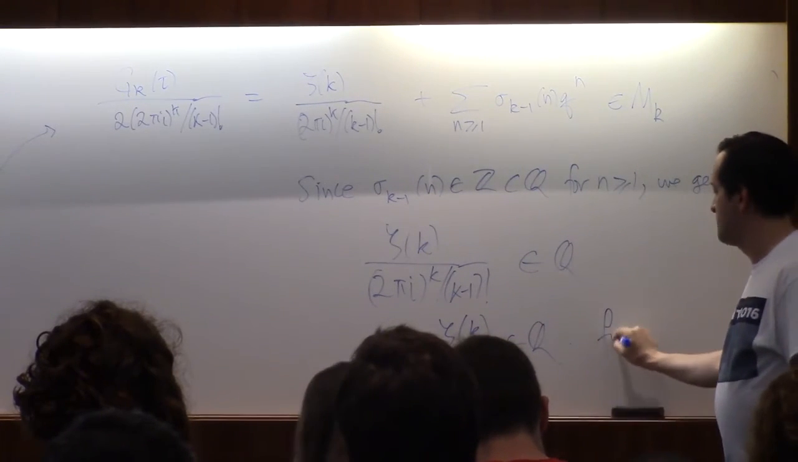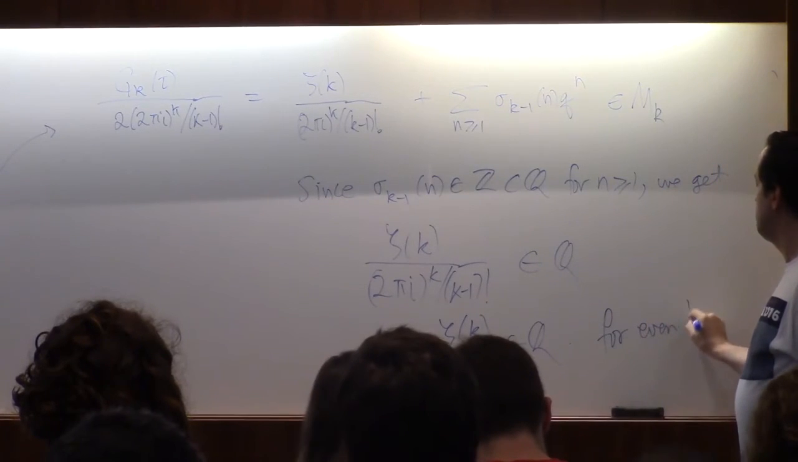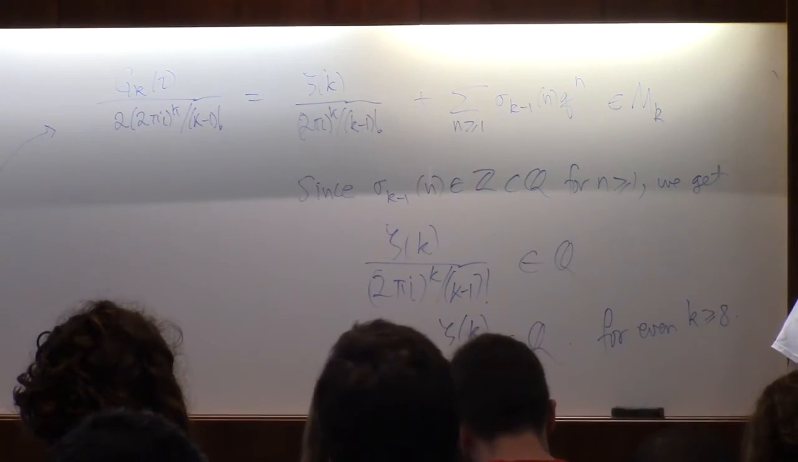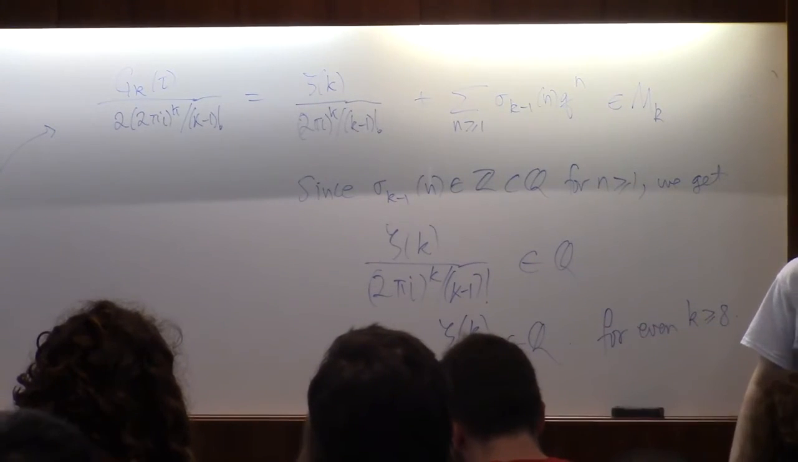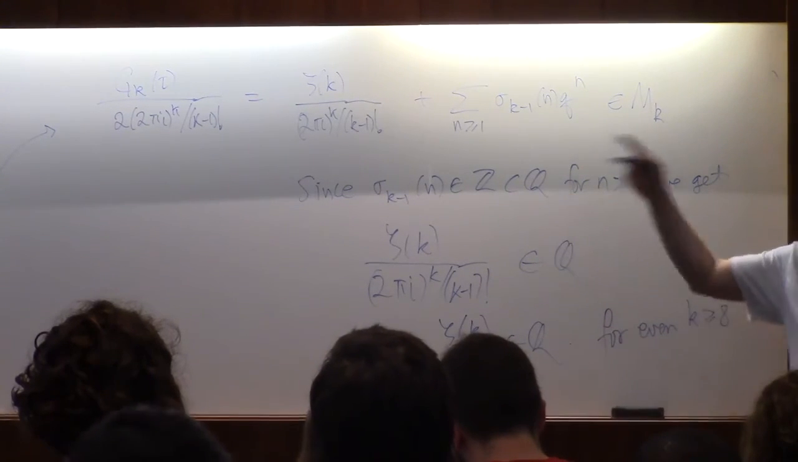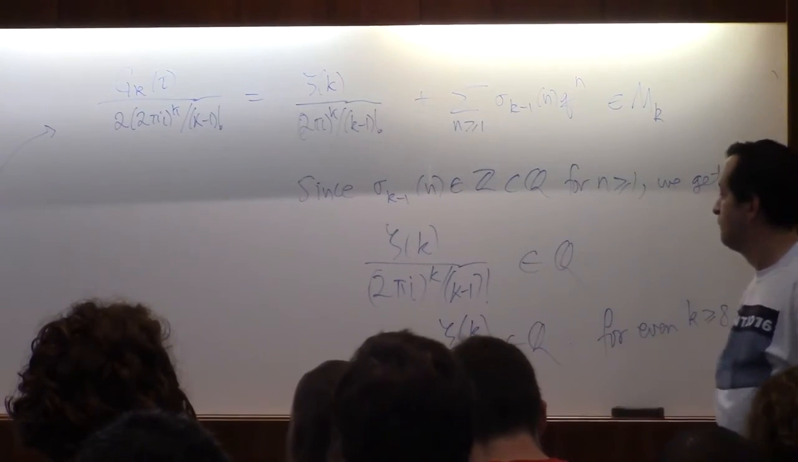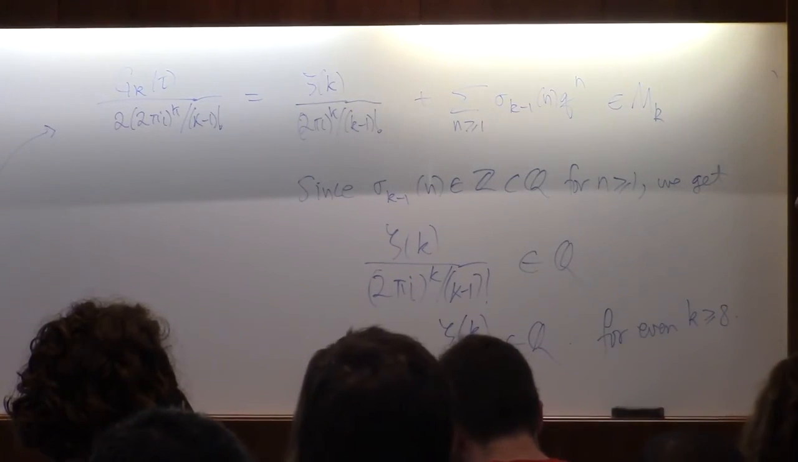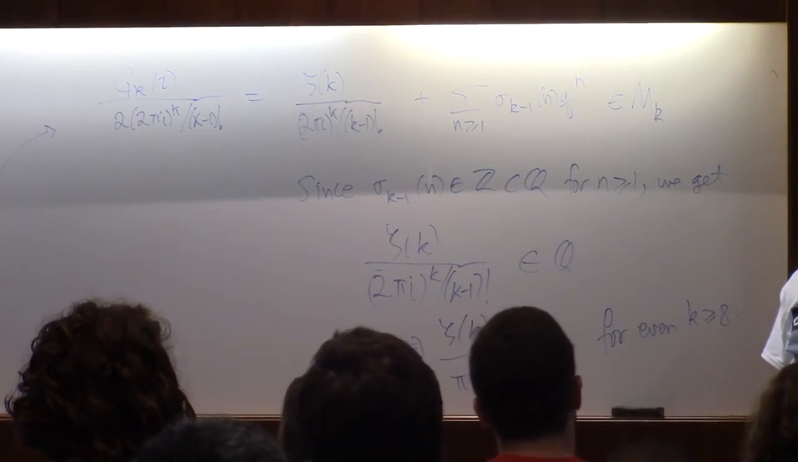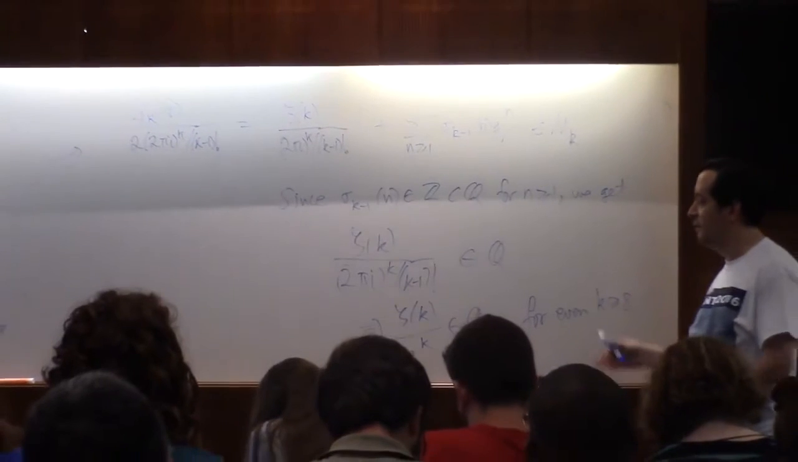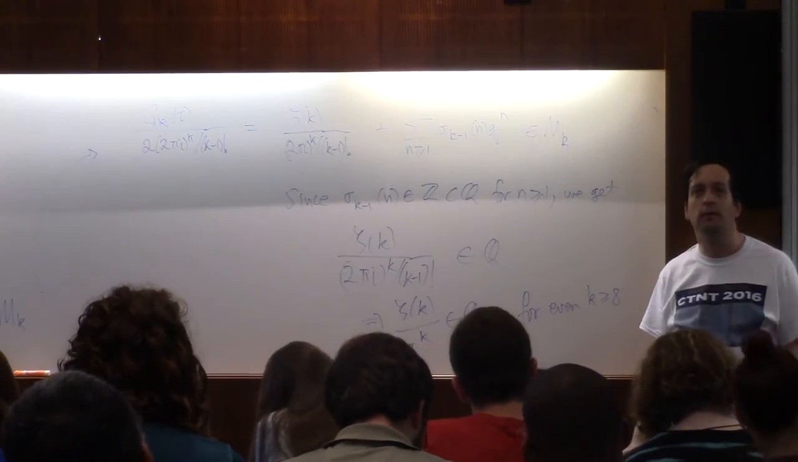And again, just for emphasis, for even k at least 8, right? It would be circular to deduce this for k equals 6 or 4 because we needed this fact to get the rationality of those Fourier coefficients to prove that corollary up there. Okay? So this is kind of an amazing proof that the zeta function of even integers, at least 8, is a rational multiple of a power of pi.